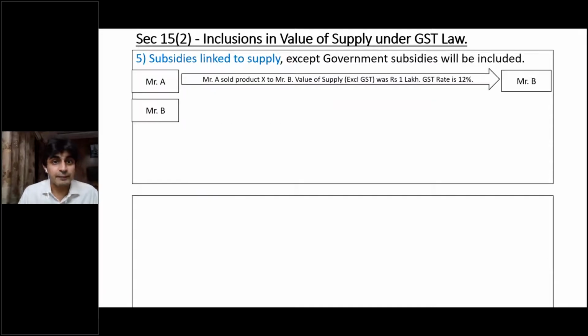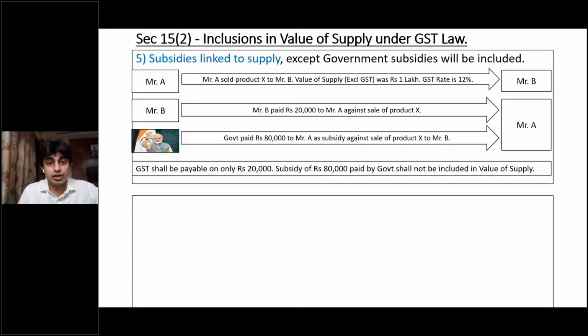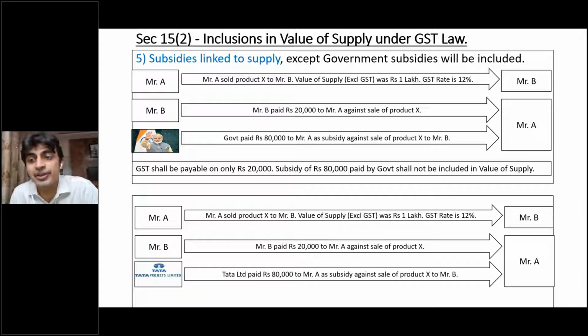So this was subsidies also. Subsidy, if given by the government, will not be included in the value of supply. But if subsidy is given by some third person, it shall be included in the value of supply. Clear? I hope it is okay. Section 15 subsection 2.